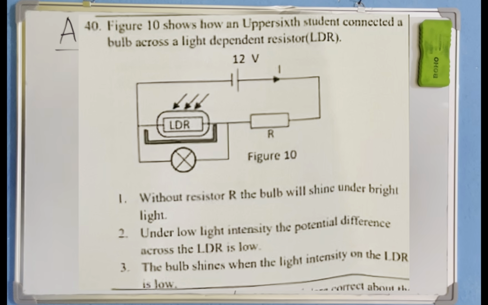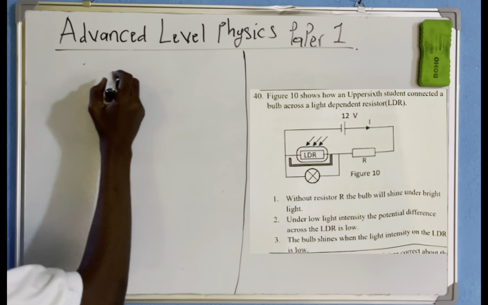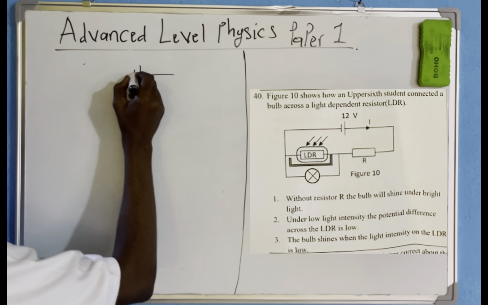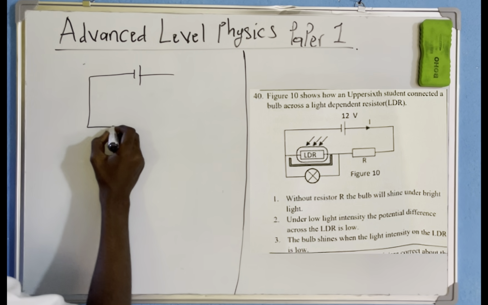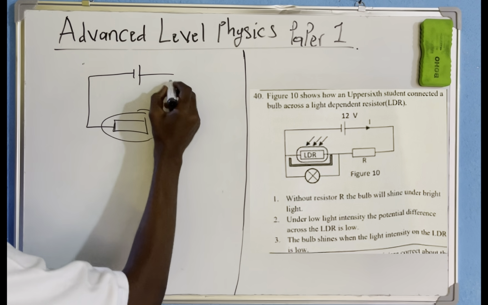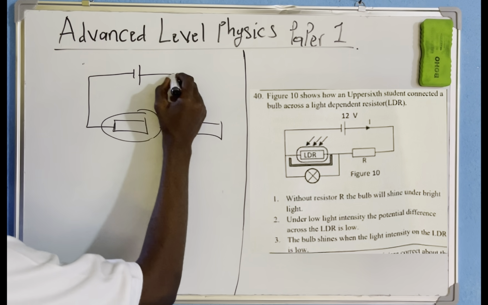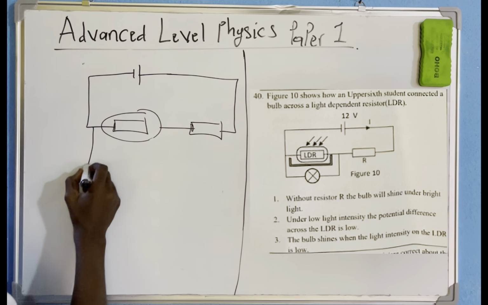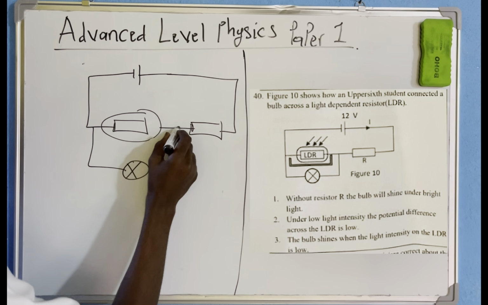The next question we have: figure 10 shows how a student connects a bulb across a light-dependent resistor. So we have a circuit like this. Let me draw it fast. Then I connect a bulb here.